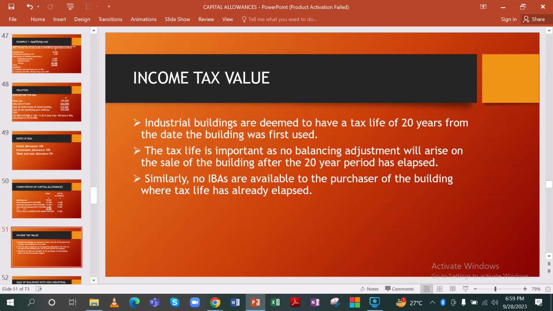So you can only claim capital allowance within the period of 20 years from the date when the building is first commissioned or first put to use. So that's the idea. The income tax value is important to consider in that respect. I hope I've made myself very clear.